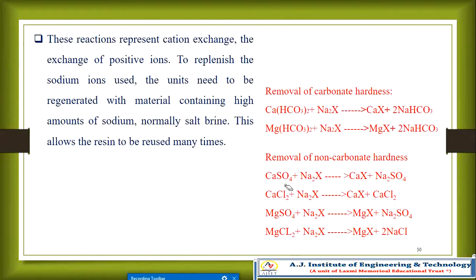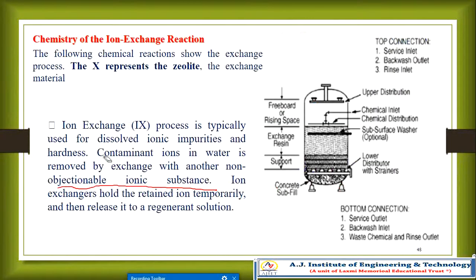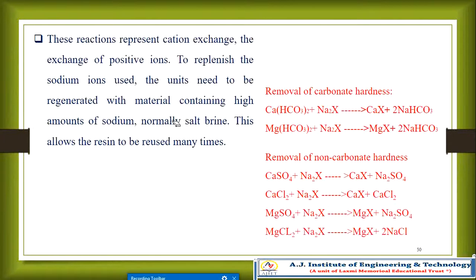That is your non-carbonate ions. So this will be the reaction: CaCl2 plus Na2X, MgSO4 plus Na2X, and MgCl2 plus Na2X, and so on. So this is about your reaction under the carbonate hardness. Also understood.